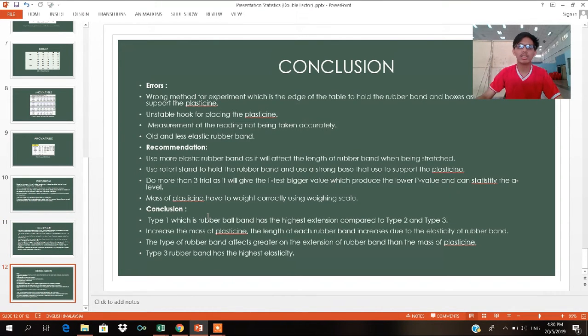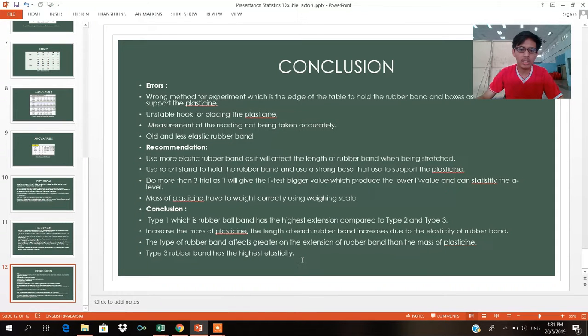So in conclusion, there are many errors in this experiment. Firstly, the wrong method for the experiment, which is using the edge of the table to hold the rubber band and boxes to support the plasticine. Second is an unstable hook for placing the plasticine. And the old and less elastic rubber band that we used for our experiment. For the recommendation, we should use a retort stand to hold our material to support our load, which is the mass of plasticine. And the result should be taken more than 3 times.